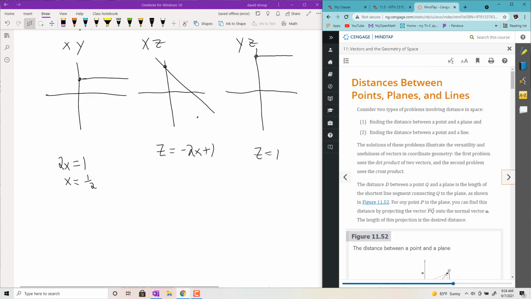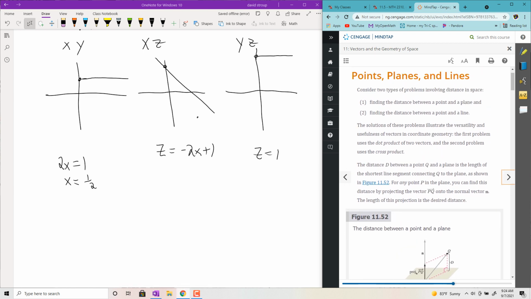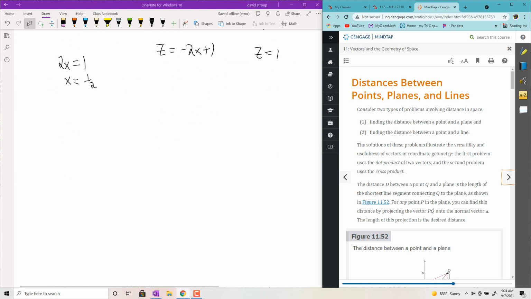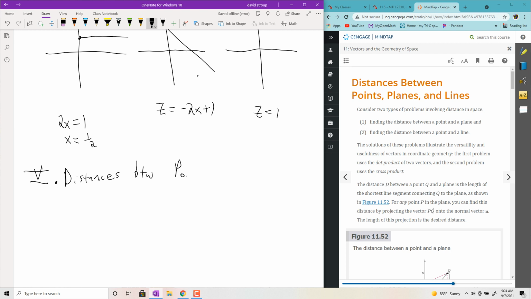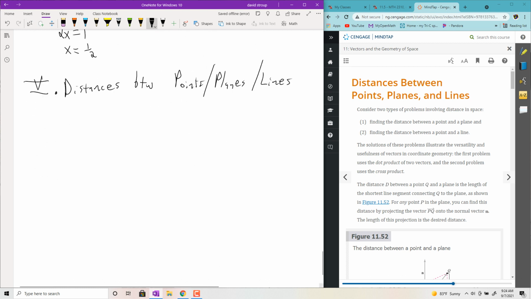Okay, so after you stomach all that material, you start worrying about these kind of problems of distance between points, planes, and lines, and all of this just comes down to projection problems. So distances between points, planes, and lines. And so first we'll start with a point and a plane. The distance between a point in space and a plane.